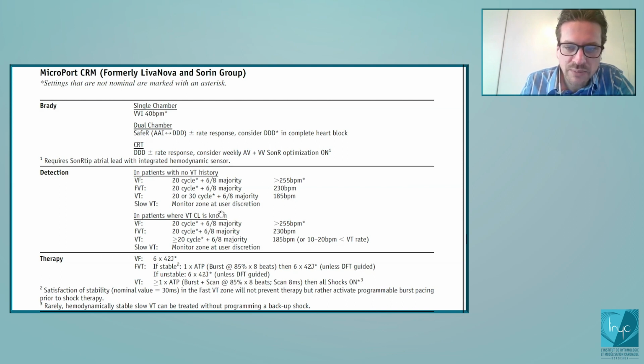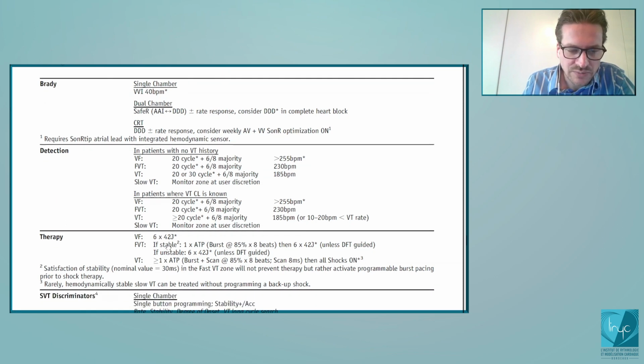So here we see the recommended zones with the recommended persistences. Slow VT zone often used as a monitor zone. Of course, in patients who have already had VTs, we like to program such that those VTs are also treated in the future. Then for therapy, actually, there's not a lot of differences as compared to other companies. We would like to see maximum output shocks, both for VF and for VT, and they recommend to program at least one ATP, which, of course, in our experience, we like to program multiple ATPs for the VT zone.